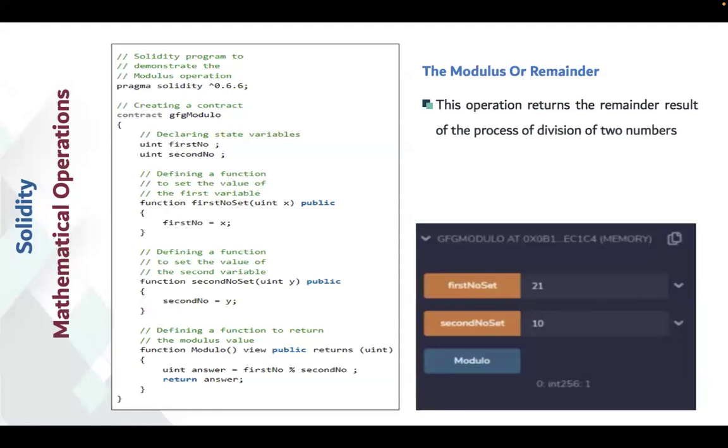The modulus operation, or remainder, finds the remainder after division of one number by another. So in this example, we have a contract and we declare state variables, first number and second number. We define a function, as in the previous example, to assign a value for the first number, a function to assign a value for the second one, and finally, a function to return the remainder. As you can see here, we have the first one, 21, and here we have 10, and the result will be 1.